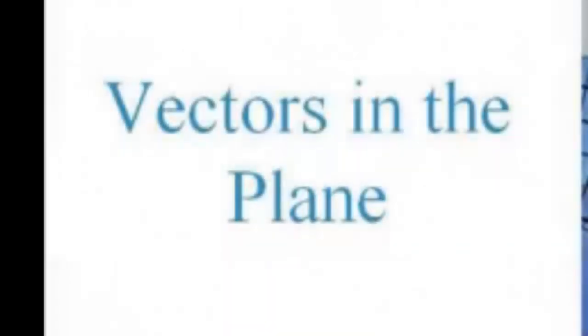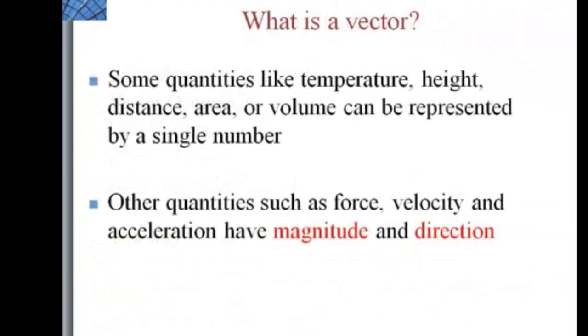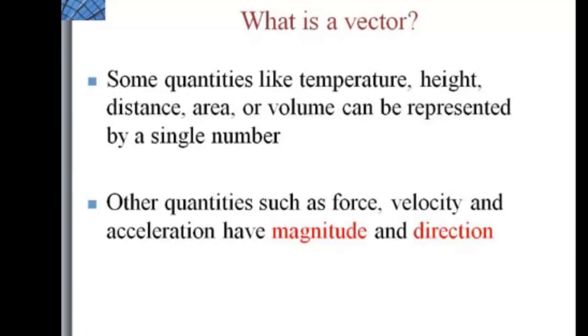Chapter 6.1 Vectors Lane. What is a vector? Some quantities, like temperature, height, distance, area, or volume, can be represented by a single number, like 38 degrees, 14 feet, 32 square meters. Other quantities, such as force, velocity, and acceleration, have both a magnitude and a direction. How far did that box get pushed, and in what direction?